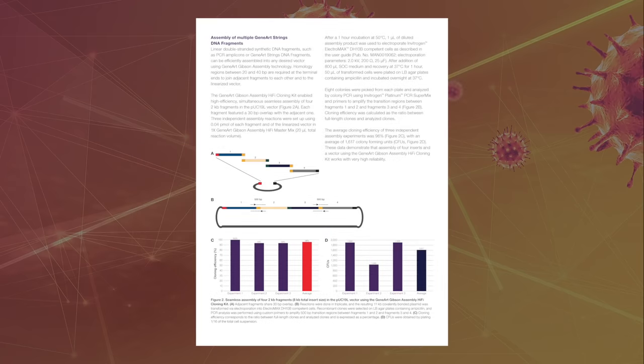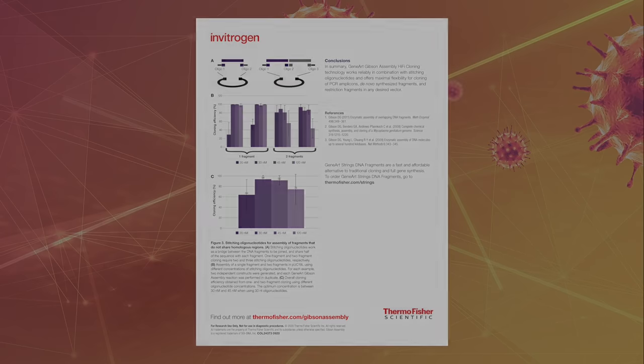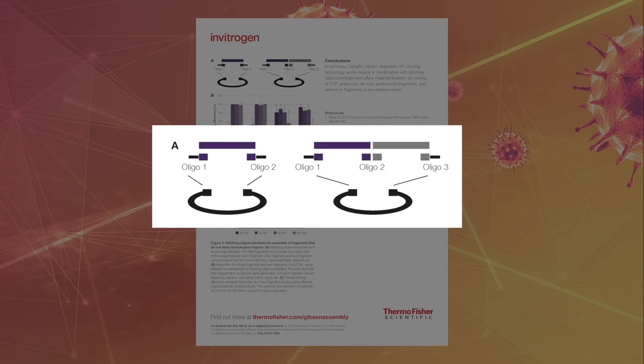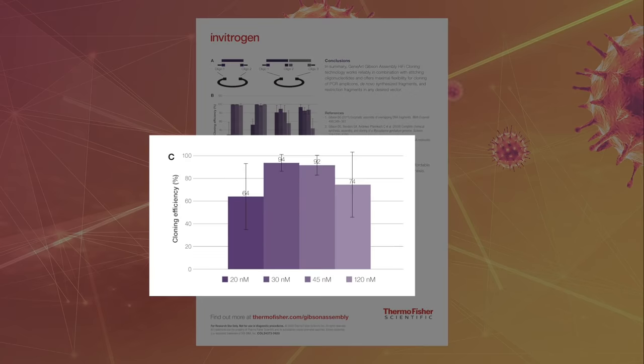Stitching oligonucleotides work as a bridge between the DNA fragments to be joined, and share half of the sequence with each fragment. One fragment and two fragment cloning require two and three stitching oligonucleotides, respectively, as shown. The overall cloning efficiency obtained from one and two fragment cloning using different oligonucleotide concentrations is also shown here. We determined the optimum concentration to be somewhere between 30 and 45 nanomolar.